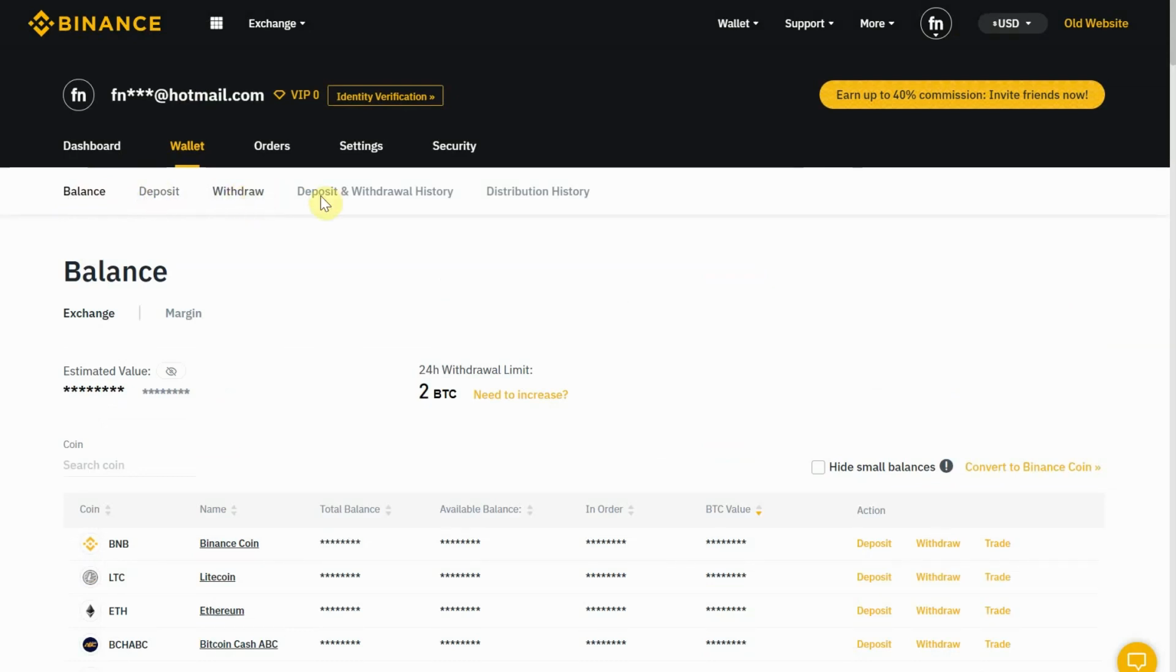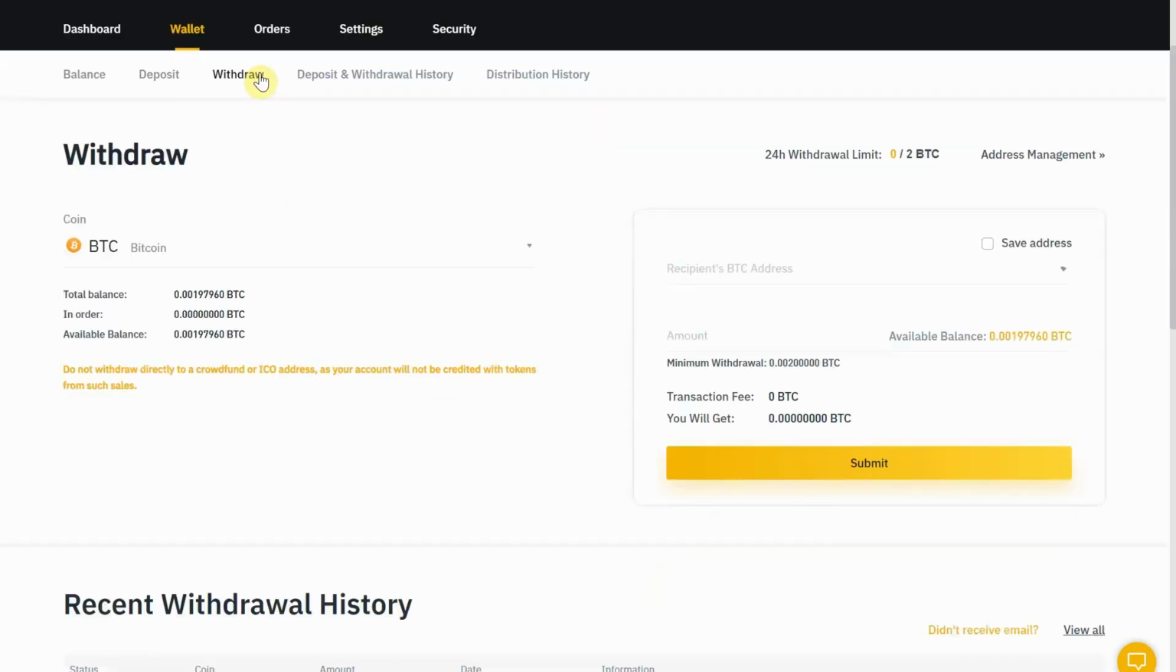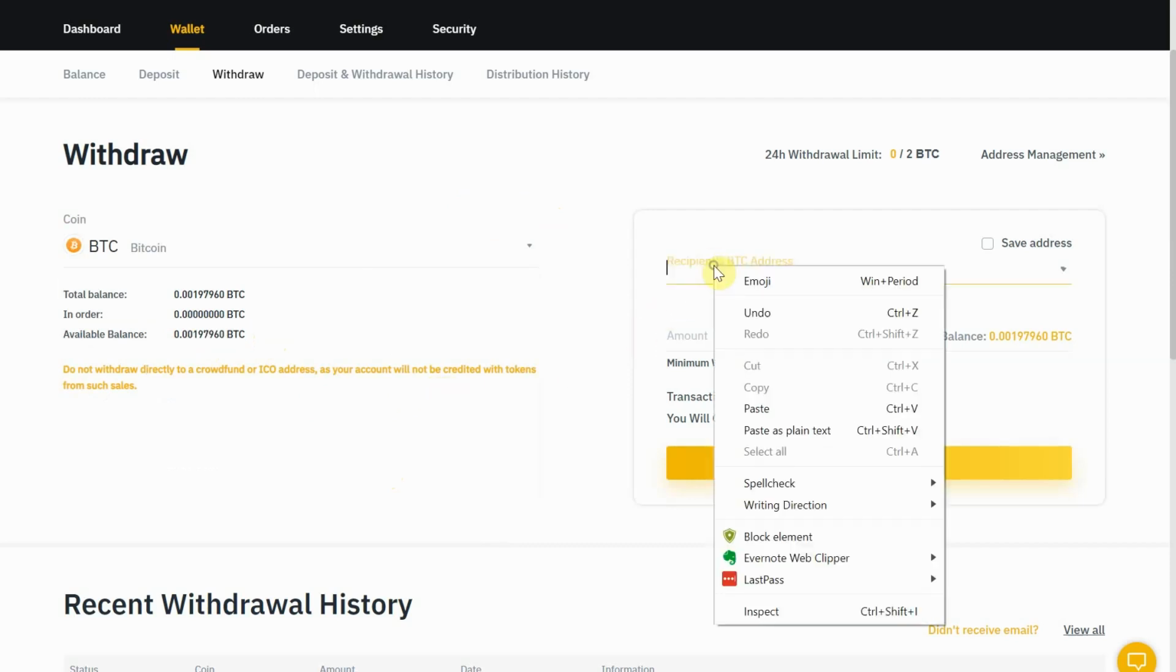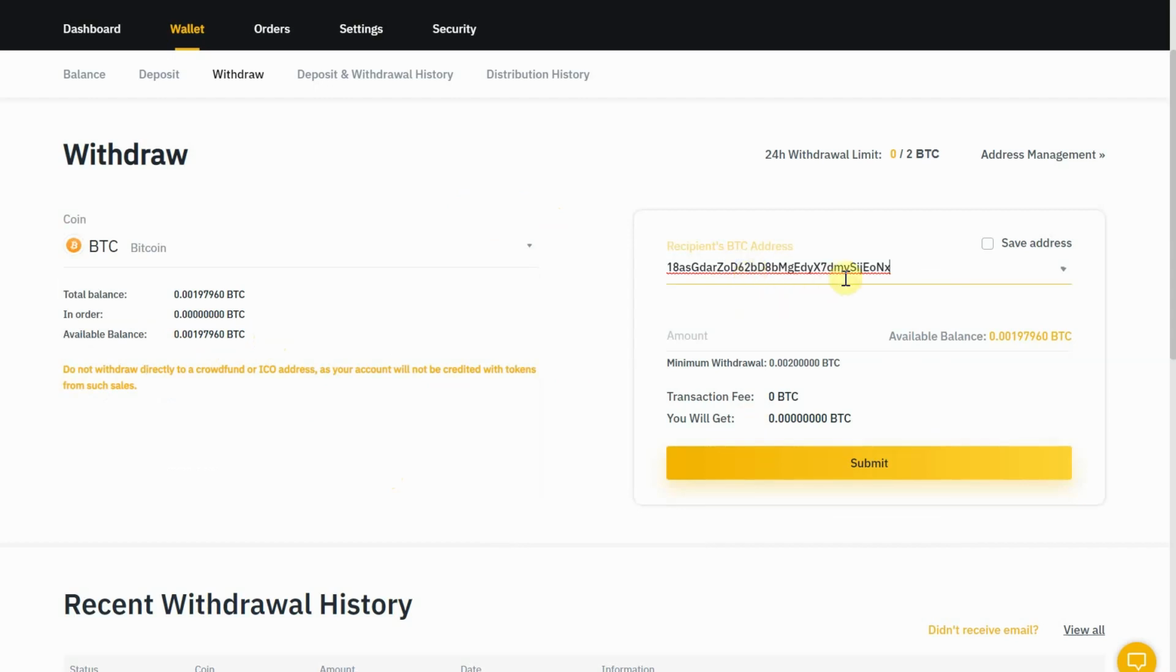If you ever want to withdraw money, this is where you would go. And in here, in the withdrawal page, you get to choose which coin you want to withdraw, and it will tell you what's your balance, how much you have in orders, and how much you can withdraw. So over here on this side, this is where you paste the address you want to send your BTC to. So apparently my BTC balance is just below the threshold of the minimal withdrawal. But anyways, this is how you withdraw BTC from Binance to another BTC wallet.